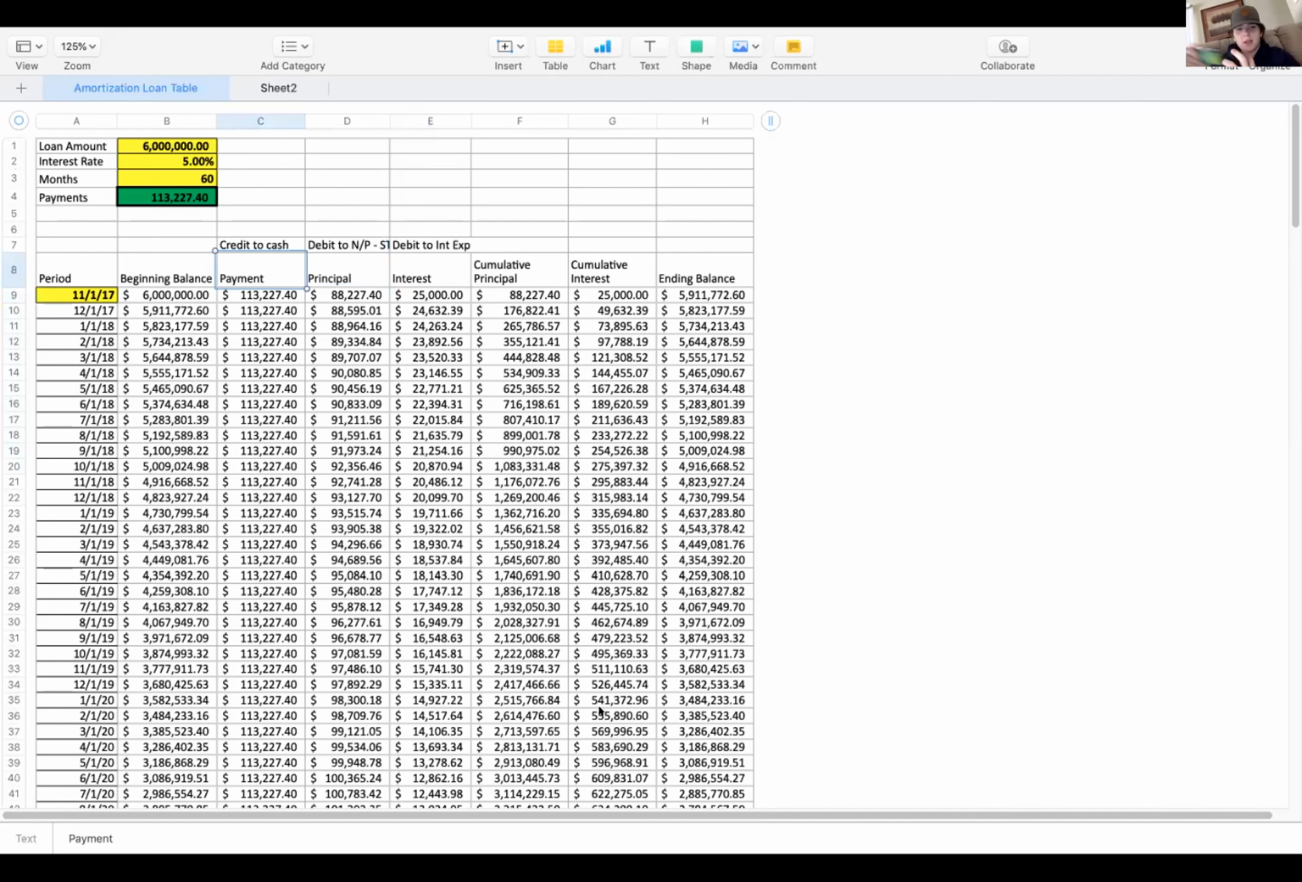So yeah, what's the distinguishing factor between long-term notes payable and short-term notes, or current and long-term notes payable? Great question. What's the difference between current and long-term notes payable? Current is within 12 months, and then long-term is more than a year, right? That's right. Other questions? Did that answer your question? Yes.